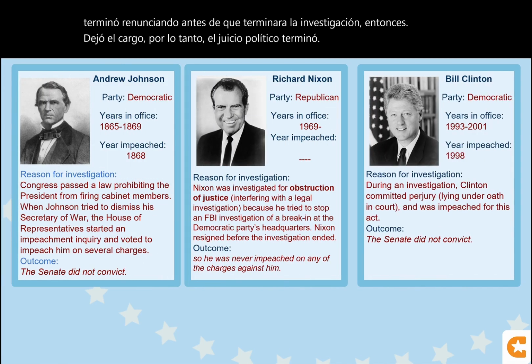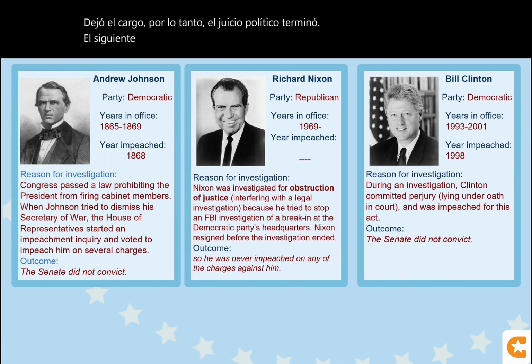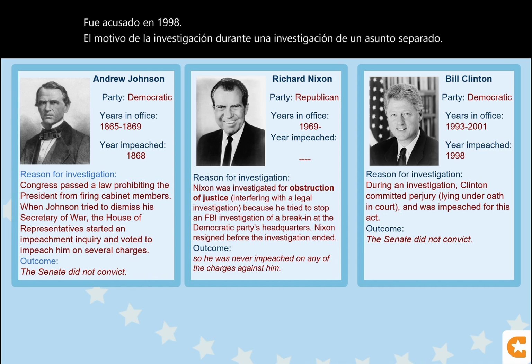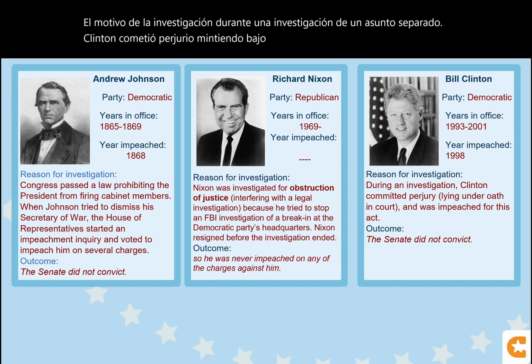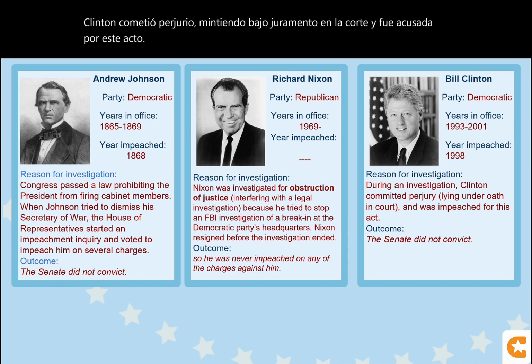Next is Bill Clinton. He's a Democrat. He was impeached in 1998. The reason for the investigation? During an investigation of a separate matter, Clinton committed perjury, lying under oath in court, and was impeached for this act. The outcome was he was not convicted.